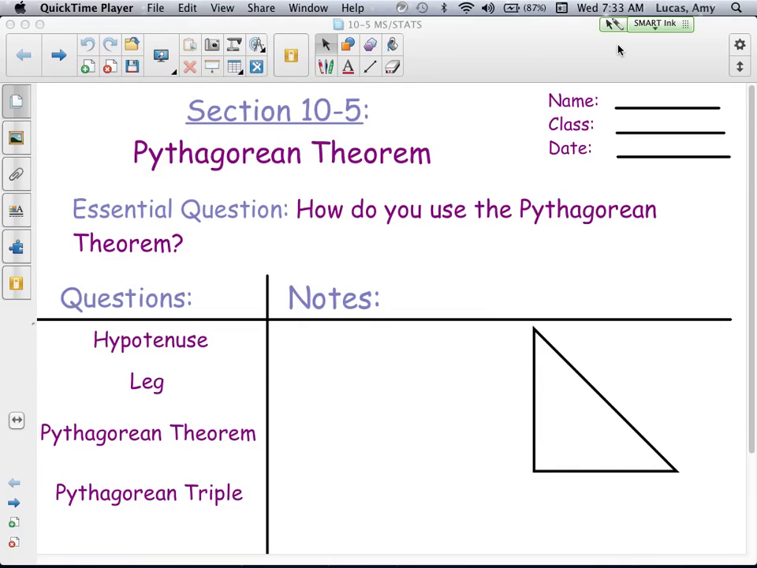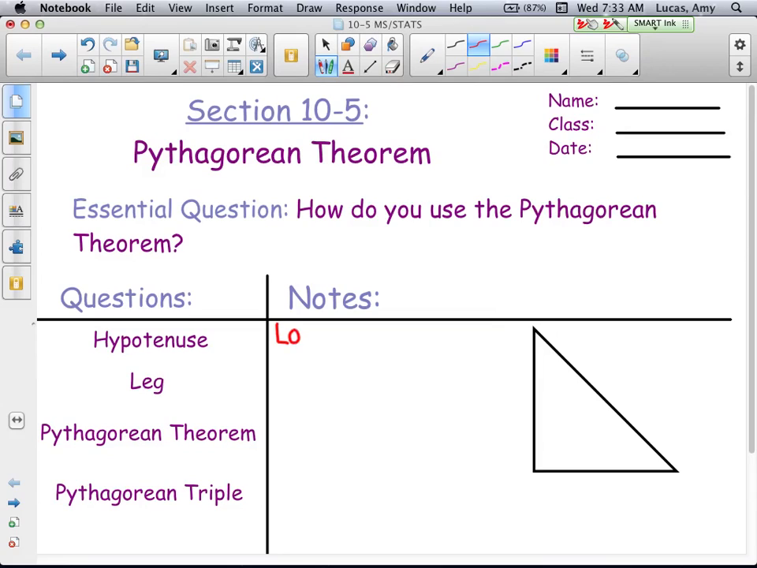Lesson 10.5, the Pythagorean Theorem. Our essential question is, how do you use the Pythagorean Theorem? We have 4 new vocabularies. The first one is hypotenuse. The hypotenuse is the longest side in a right triangle.